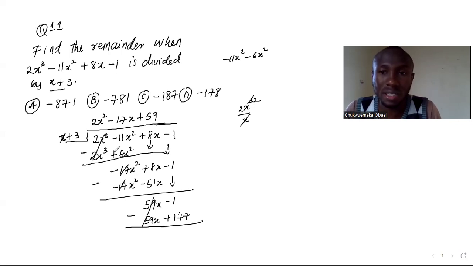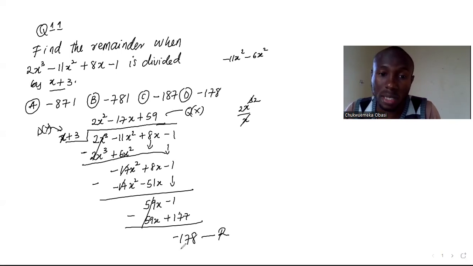Just whenever you finish it, the first terms always reduce to 0. That's just the idea. Now we have -1 minus this guy, which will give me -178. This here is the remainder. This here is the quotient. And here is your divisor, and here's the dividend.